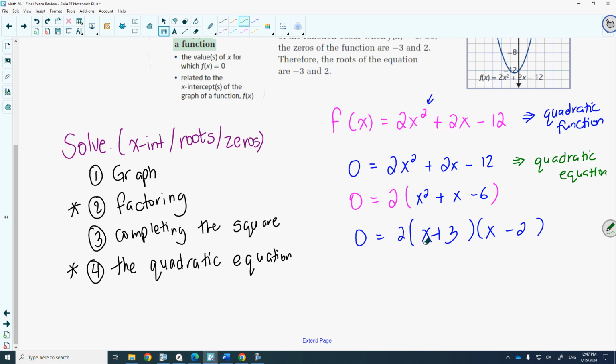You don't have to show that step. But this factor here would give me a root or an x-intercept of negative 3. And this factor would give me a root or a 0 or an x-intercept of 2.